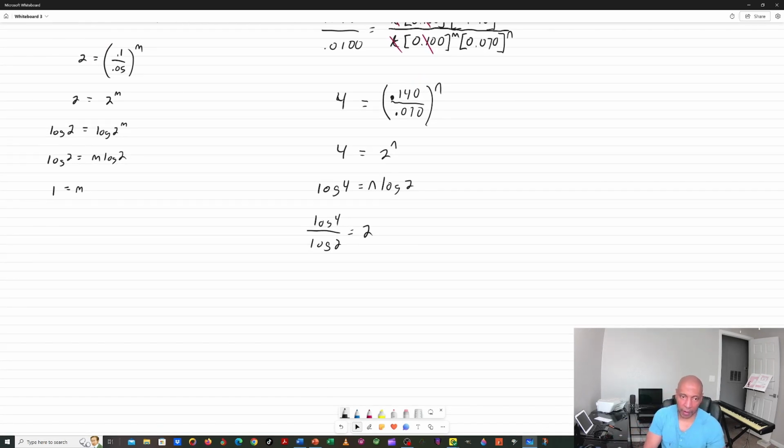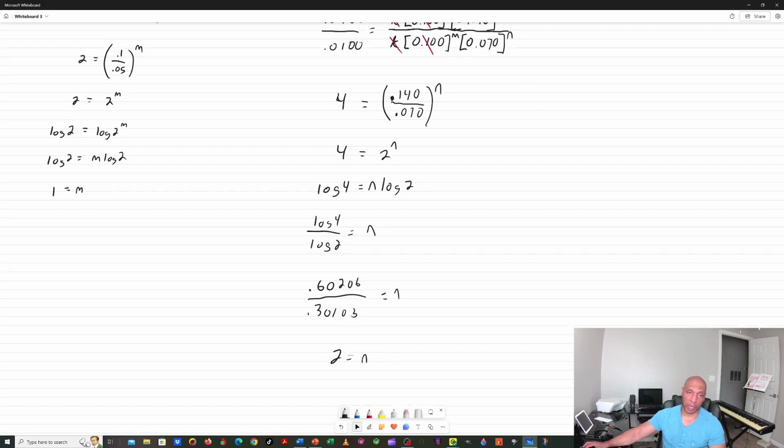Let's see, the logarithm of 4 is equal to 0.60206, and the logarithm of 2 is equal to 0.30103. And I was supposed to put n right here, wasn't I? Yeah, my bad. Got a little ahead of myself there. It's equal to n, so 2 is equal to n. So I know the order with respect to A is 1, the order with respect to B is 2.